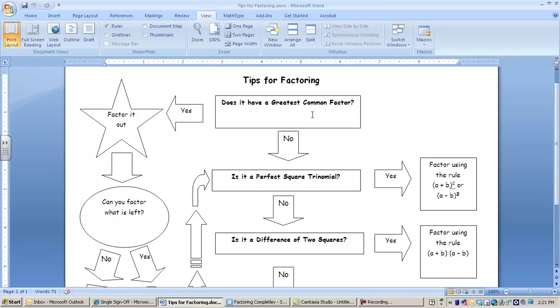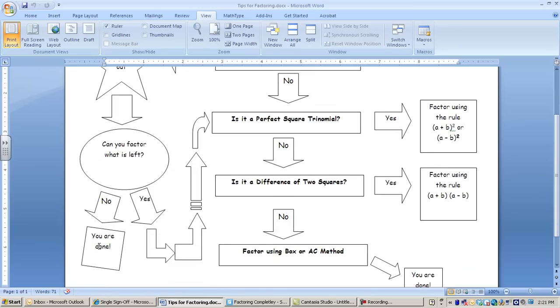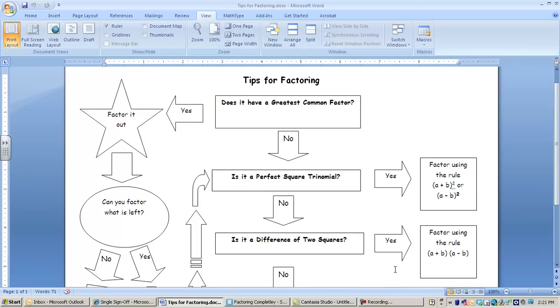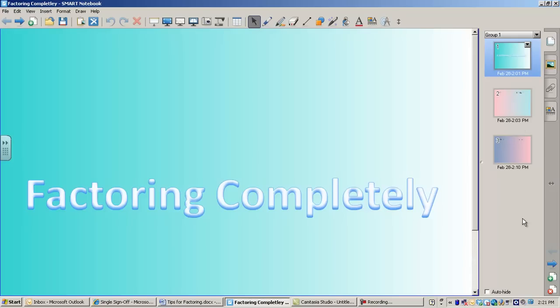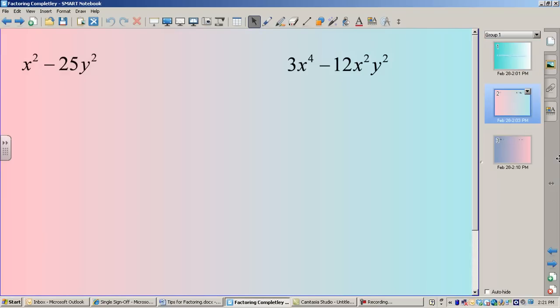Step 1, does what you want to factor have a greatest common factor? If yes, then factor it out, and then can you factor what is left? If no, you're done. If yes, you can still factor what's left, then you go back up here and walk through. Is it a perfect square trinomial? Yes or no. Is it a difference of two squares? Yes or no. It's just step by step exactly what to do. I'm going to walk you through this, but this pretty little map is on Edline if you would like to go get it.